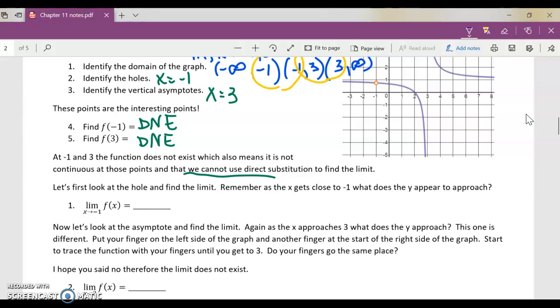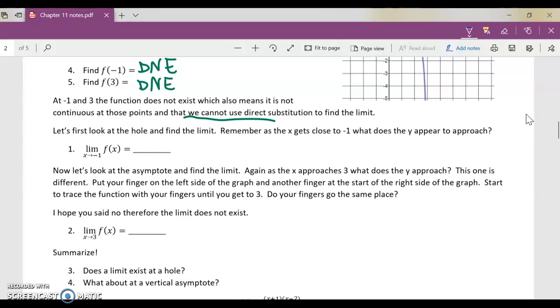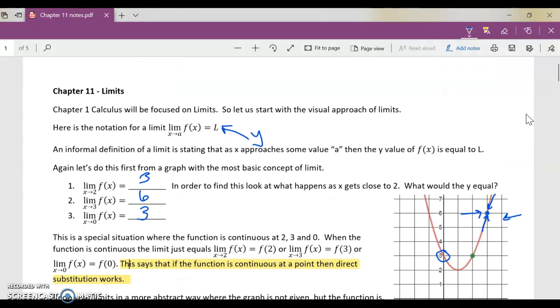Okay, so for this one we are looking at, oops, sorry guys, hold on. For this one we are looking at a hole. Oh my gosh, my stylus just died. Hold on guys.